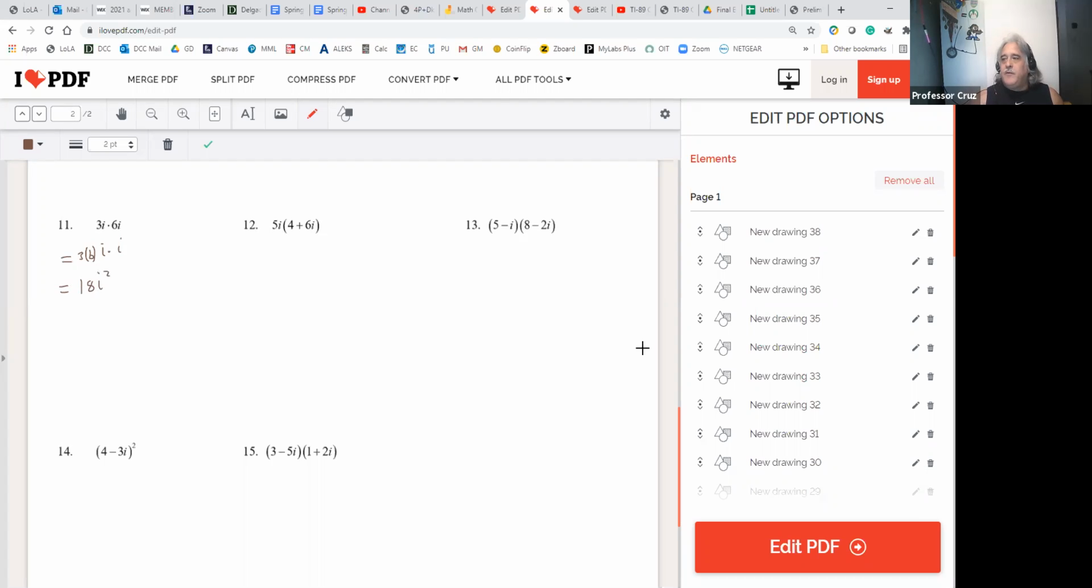All right, are we finished then? Well, no, because we got an i squared. We got to change that to a negative 1, and that gives us negative 18.